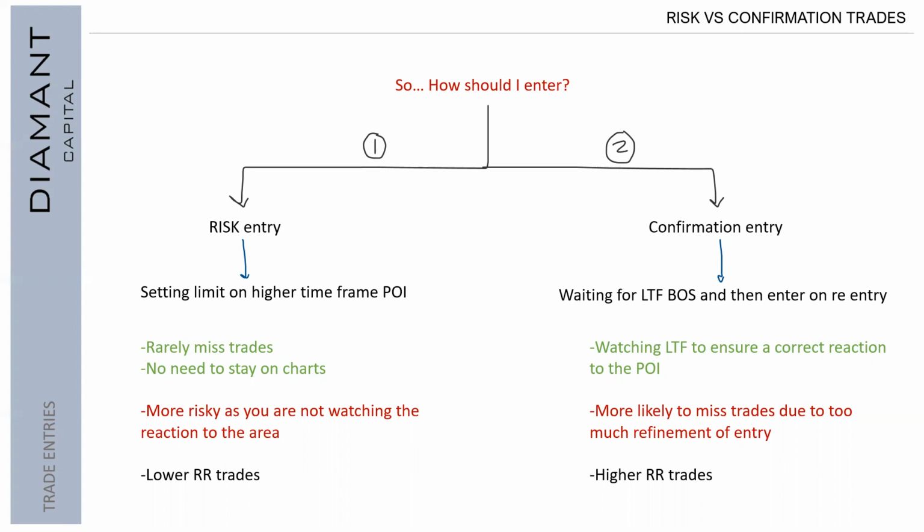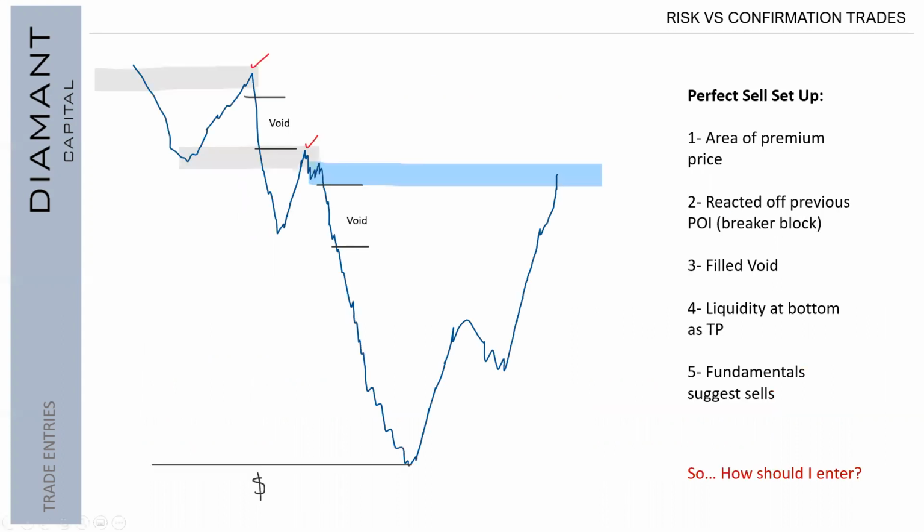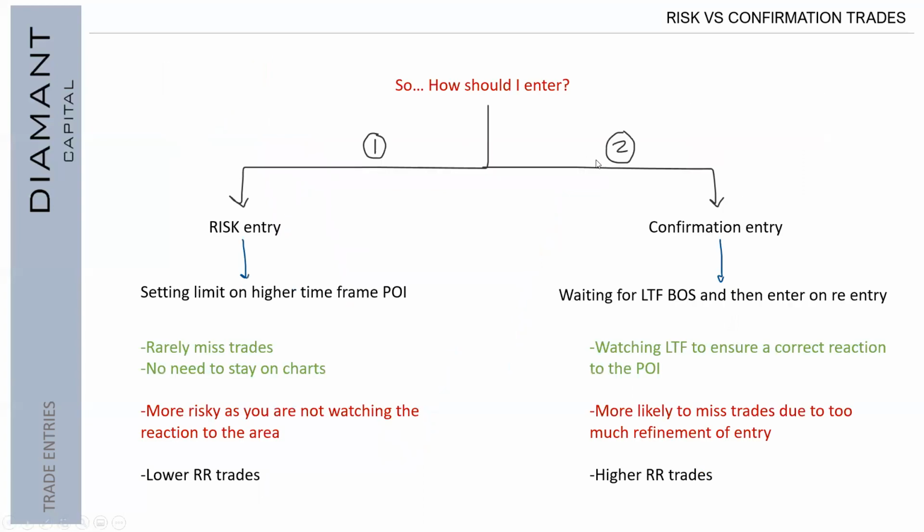Then you've got the second type, which is confirmation entry. The way that works is you wait for a lower time frame break of structure. You understand that now. You get to your area, perhaps you have some type of bearish market structure, you break down, get into the entry, and then boom, you get a very nice risk to reward. The good thing about that is you ensure there's a reaction to that point of interest. But the thing is, you're most likely to miss a lot of trades if you refine too much.